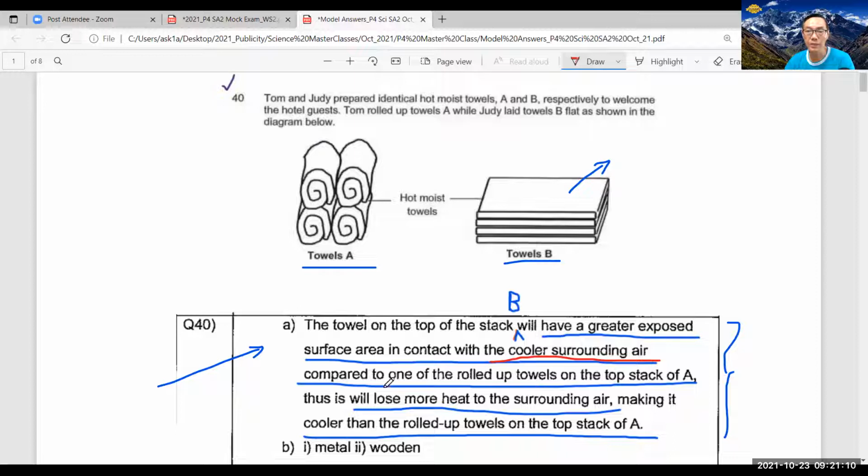Compared to what? So a comparison must be made. This must be compared to this. Compared to the rolled-up towels on the top of stack A, then full stop. We can full stop here. Therefore, the towel on the top of stack B can lose heat faster to the surrounding compared to the towels here. Okay, next question.